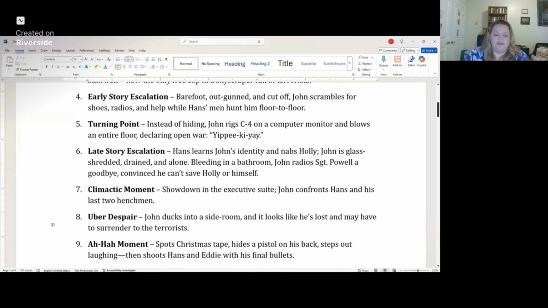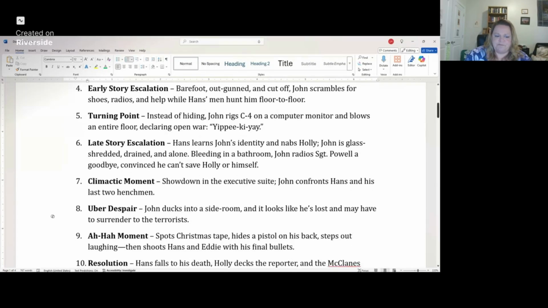But in the aha moment, he spots Christmas tape. He hides a pistol on his back, steps out laughing, and then shoots Hans and Eddie with his final bullet. So this is when he realizes how he's going to do this, and then he takes action on it.